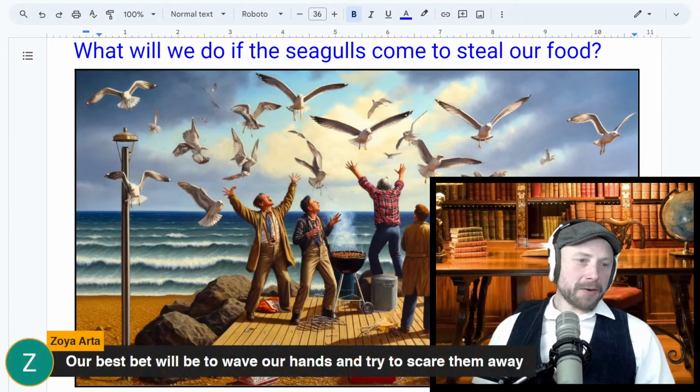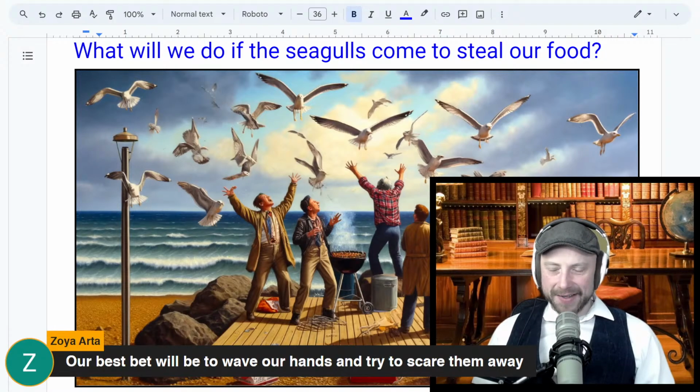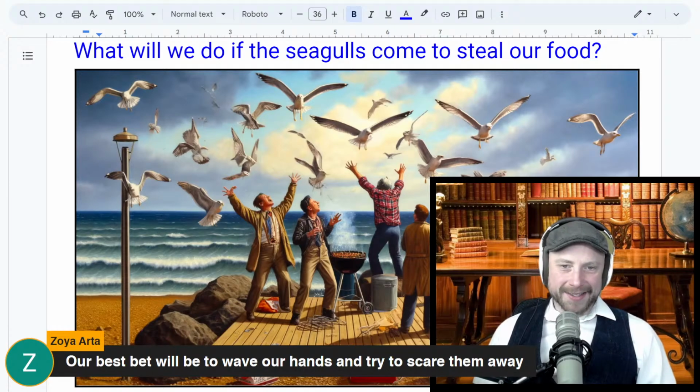Zoya says, our best bet will be to wave our hands and try to scare them away. Fantastic. Well done, Zoya. Perfectly using the phrases from today. Our best bet will be to wave our hands and try to scare them away. That is absolutely fantastic. Well done. That is perfect.